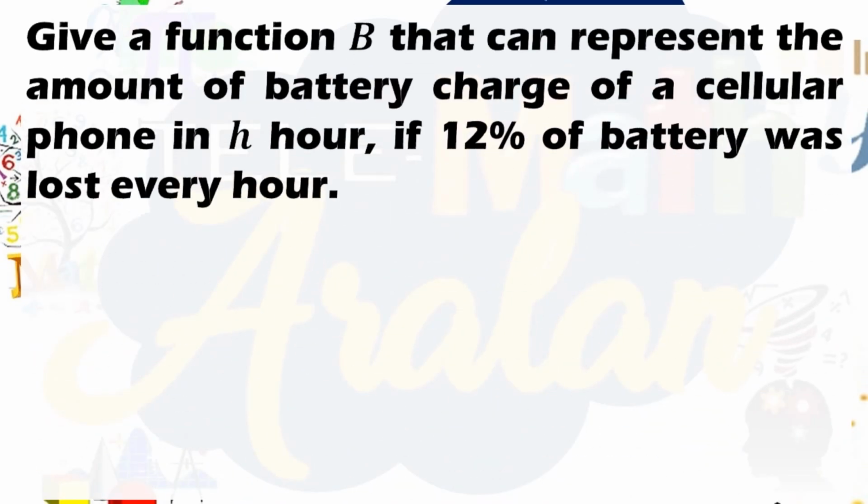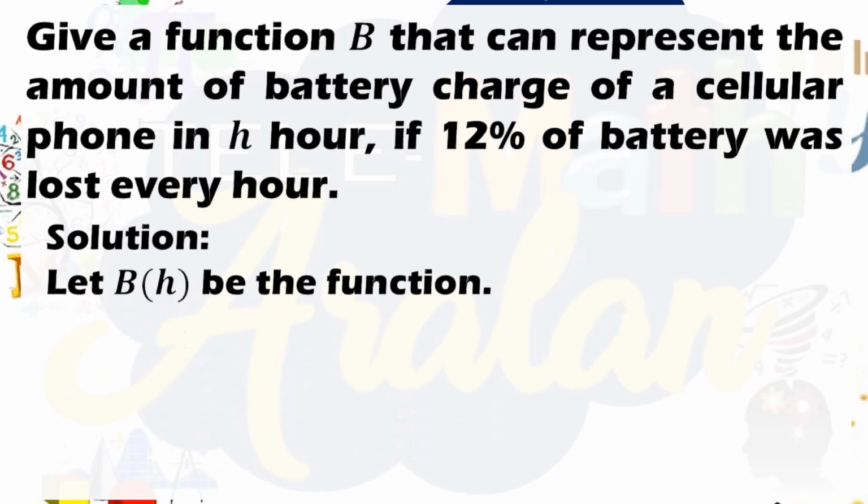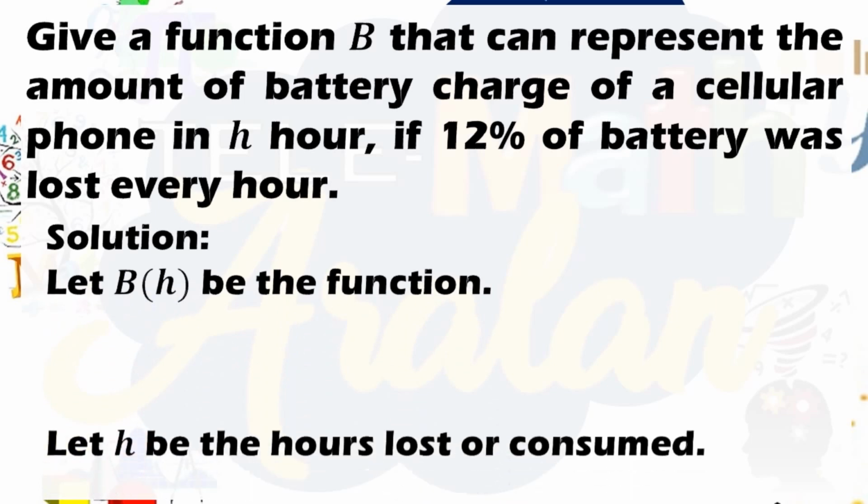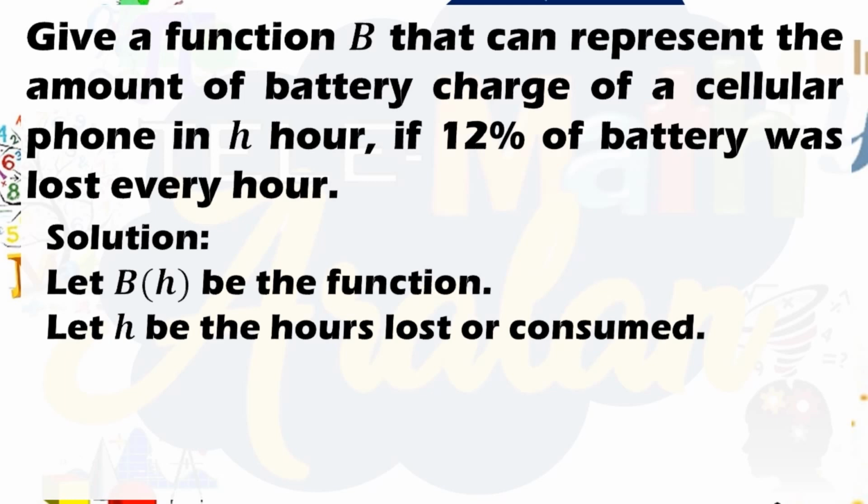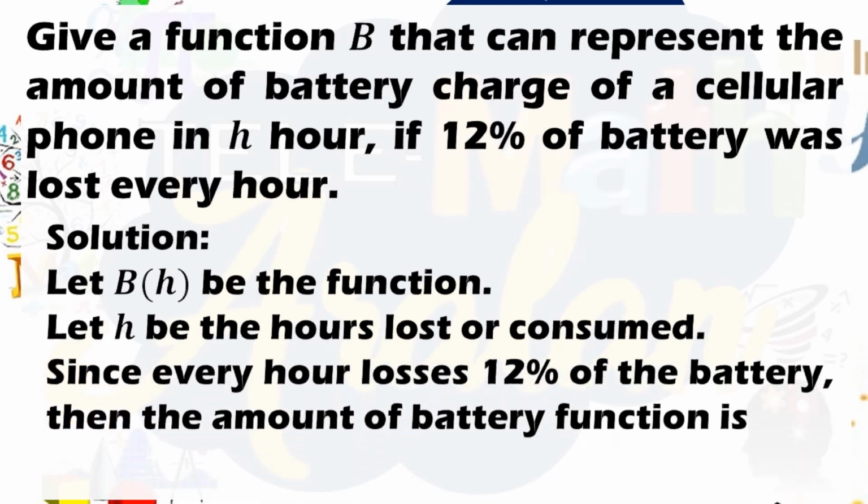Another example. Give a function b that can represent the amount of battery charge of a cellular phone in each hour if 12% of battery was lost every hour. Solution: let b of h be the function. Let h be the hours lost or consumed. Since every hour loses 12% of the battery, then the amount of battery function is b of h is equal to 100 minus 0.12h.